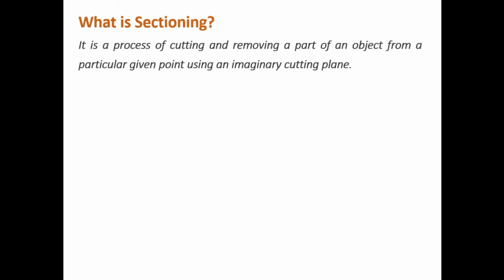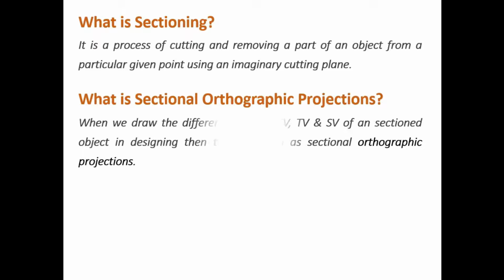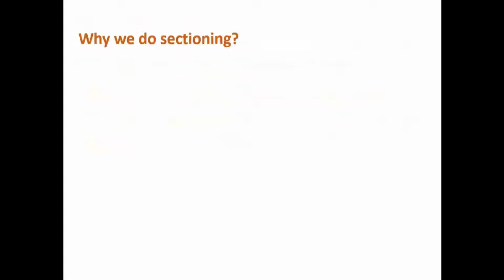Now first is, what is sectioning? Sectioning actually is a process when we cut and remove any part of the object from a particular point using an imaginary section plane. And what is the sectional orthographic projection? When we draw the front view, top view, side view of that object which is sectioned to show the internal shape, that is known as sectional orthographic projections.